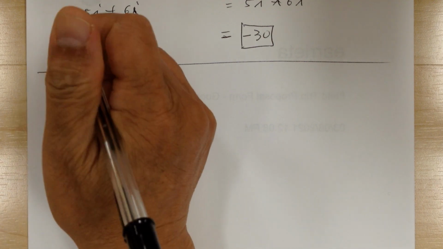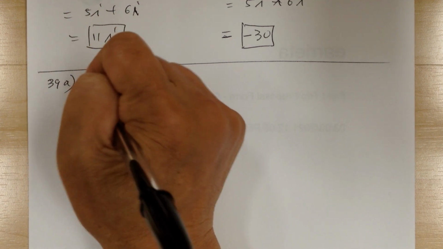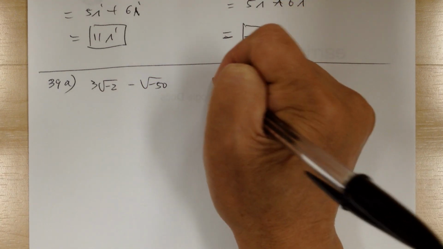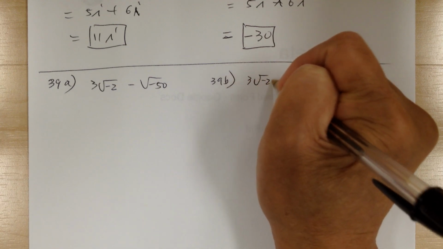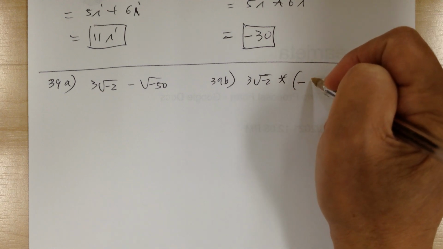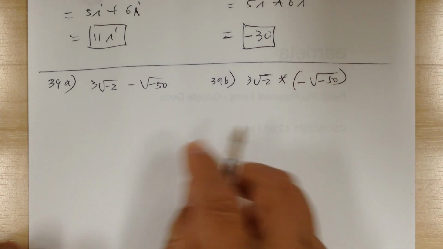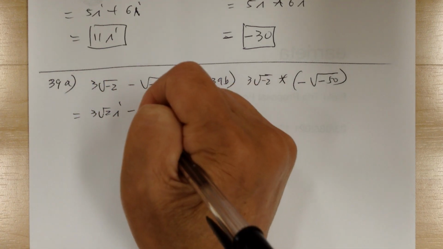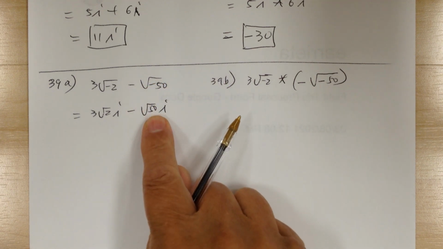Okay, number 39. 39a, you have 3 square root of negative 2 minus square root of negative 50. And 39b, you have 3 square root of negative 2 times negative square root of negative 50. Okay, let's do this one first. So this is equal to 3 square root of 2i minus square root of 50i. Again, negative means it's i. And you need to simplify this.